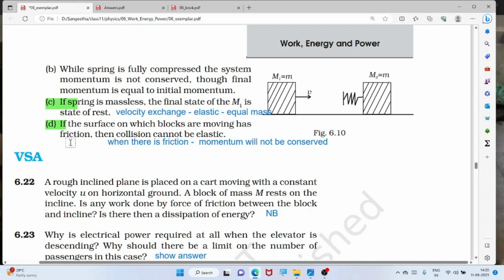If the surface on which the blocks are moving has friction, then in the collision there may be energy loss because of friction, so it may not be elastic. When there is friction, the energy will not be conserved.